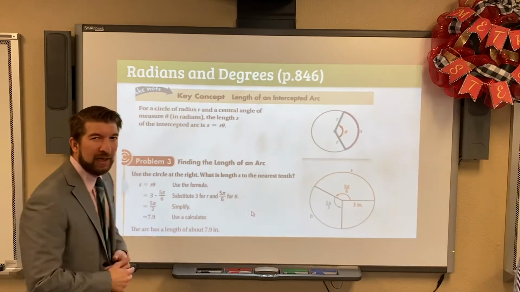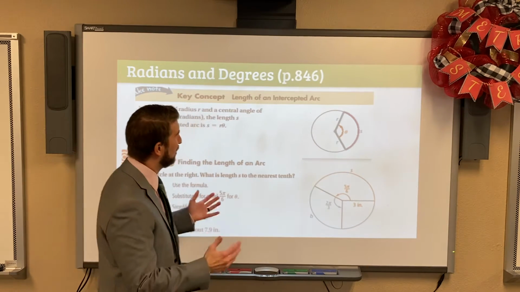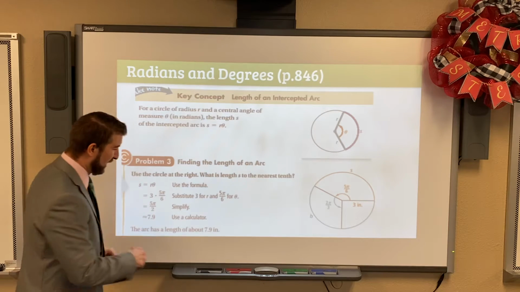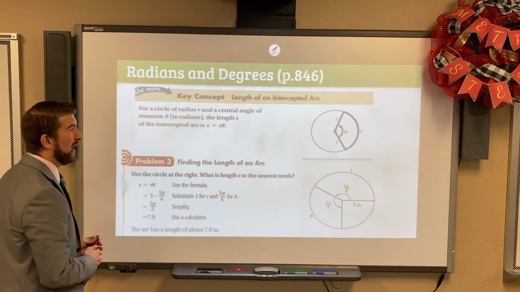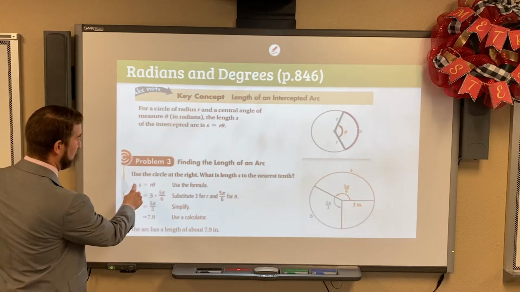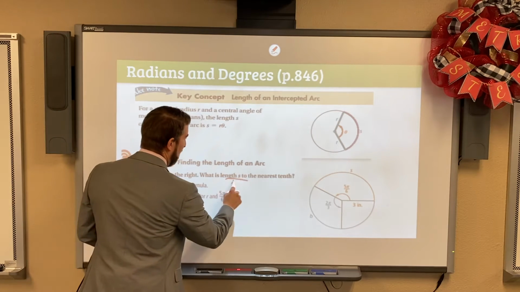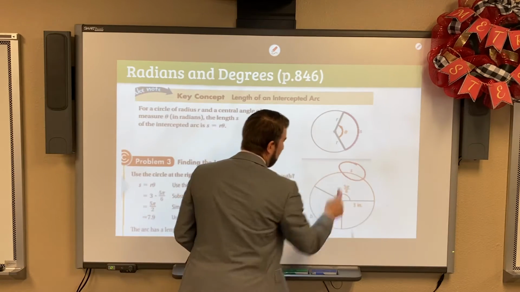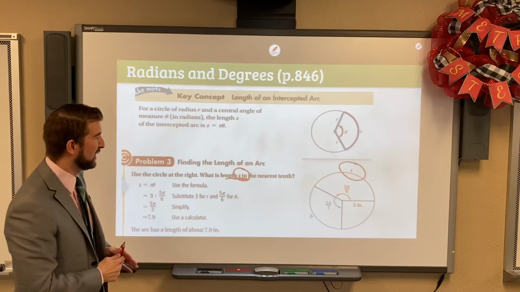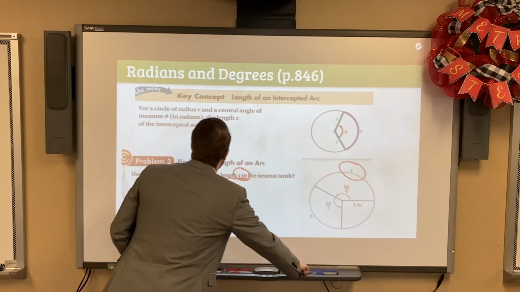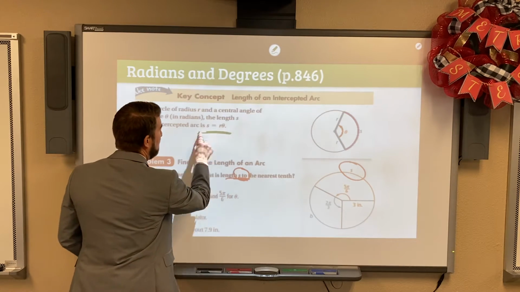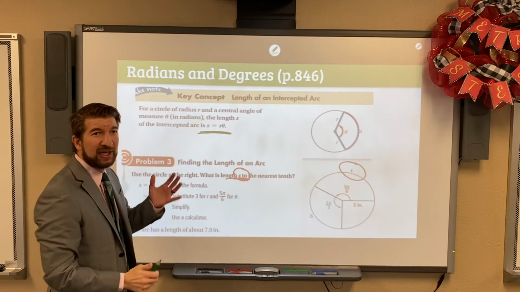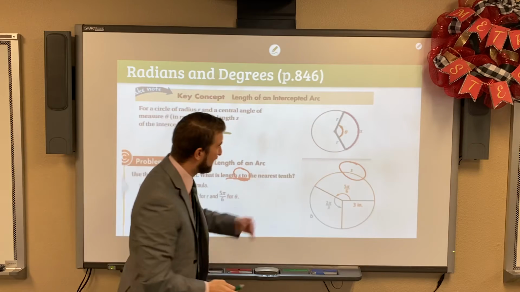All right, so some other complex things that we can do with intercepted angles and arcs and radians. Let's say we wanted to find, so right here it says use the circle to the right, what's the length of S to the nearest tenth? So S is our intercepted arc, and we have to figure out what that length is. The way we could do that is using this formula, where S, the intercepted arc, equals radius times theta, and theta is just the angle that's given.